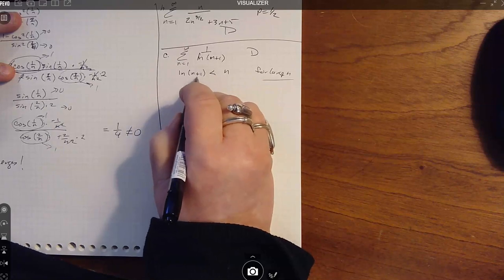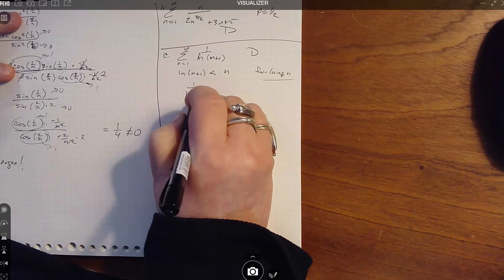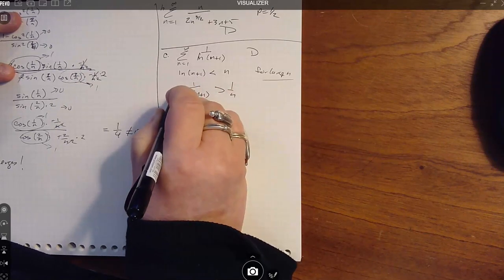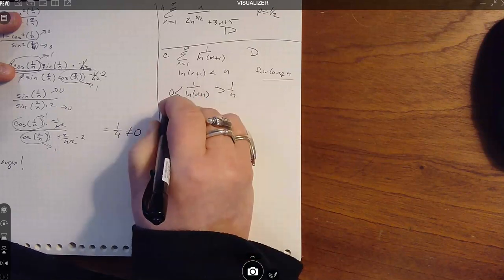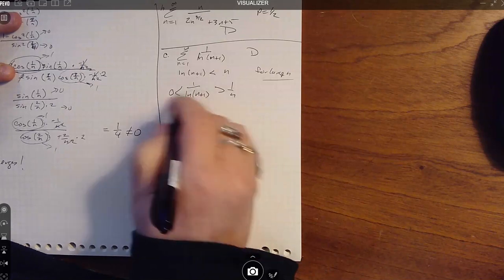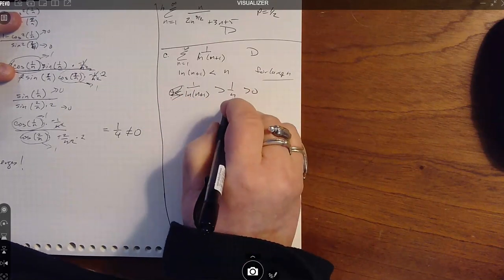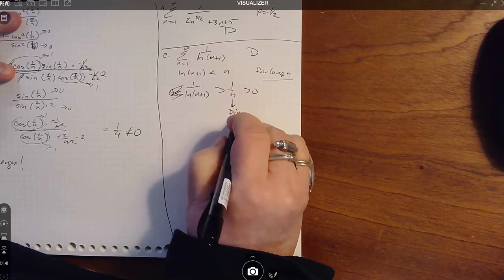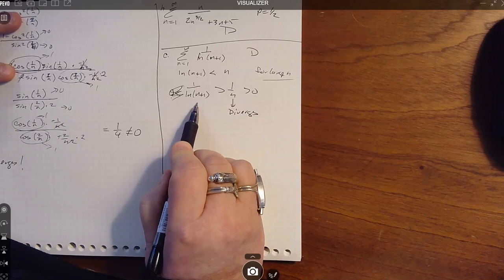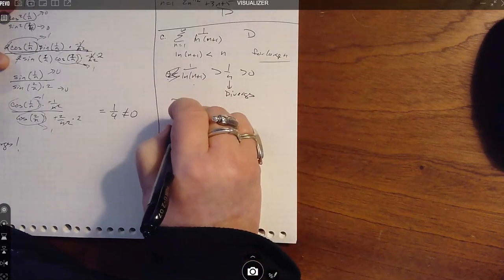So the natural log of n plus 1 is less than n, which means 1 over the natural log of n plus 1 is greater than 1 over n. This is greater than 0. Since, yeah, that's really hooky notation. 1 over n is greater than 0. Since this guy diverges, that's going to push this one to diverge in terms of the summation. So this diverges.